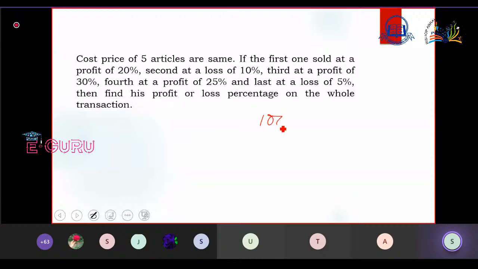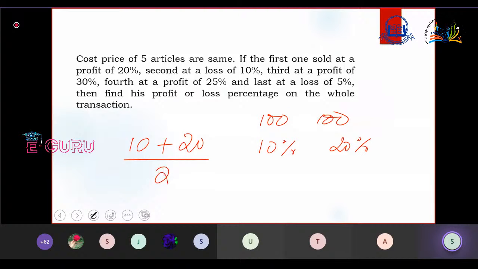We know that the initial cost price is 100, both cost prices, one is 10% profit and another was 20% profit, right? So we will simply add these two things, 10 plus 20 divided by total number of transactions. Then we will get 30 divided by 2, which is equal to 15. This was the answer which we obtained. Okay. So just add all the profit and divide it with the total transactions. You will get the overall profit or loss percentage.